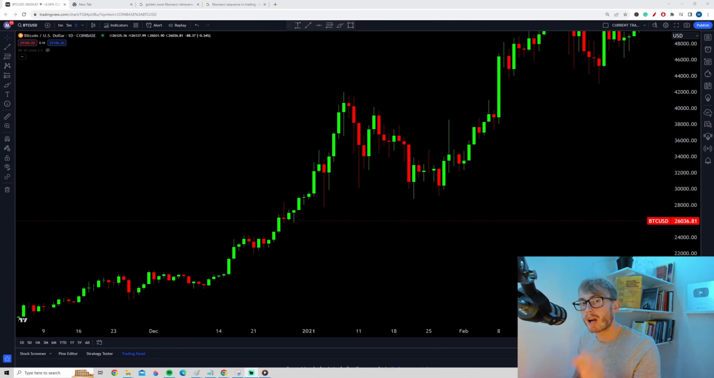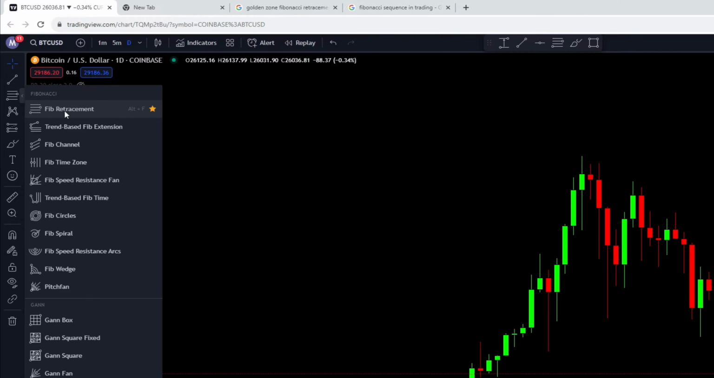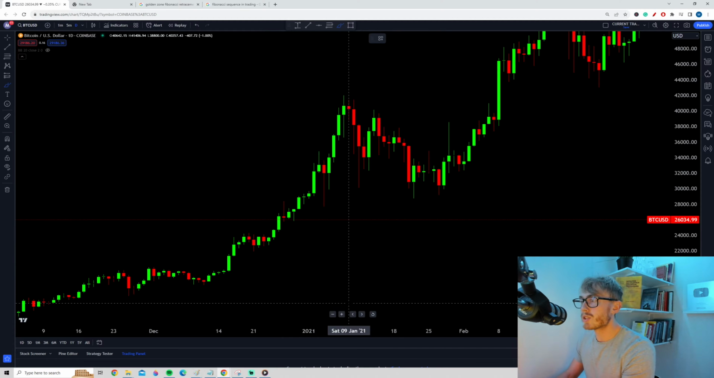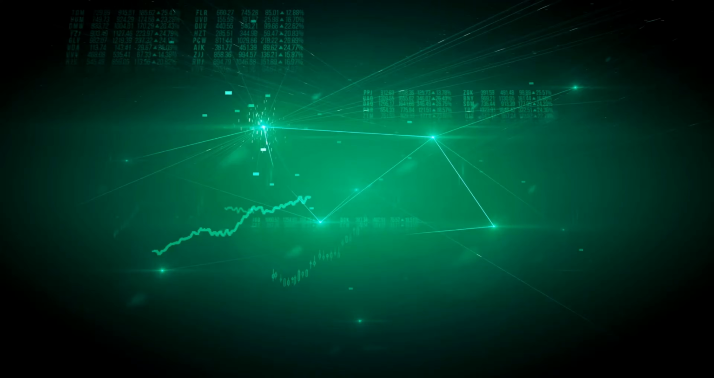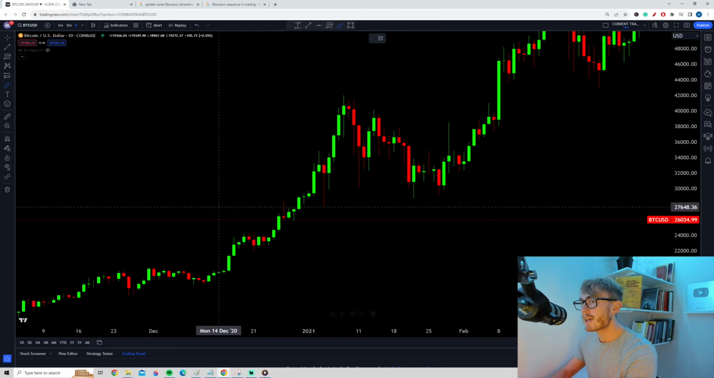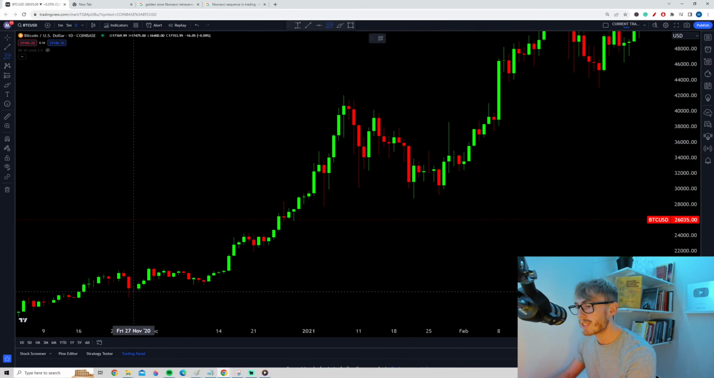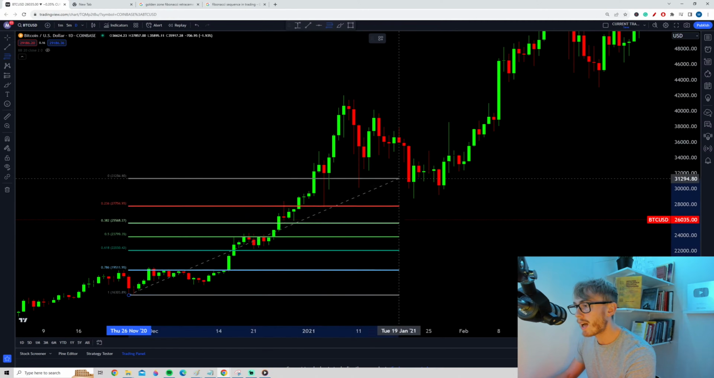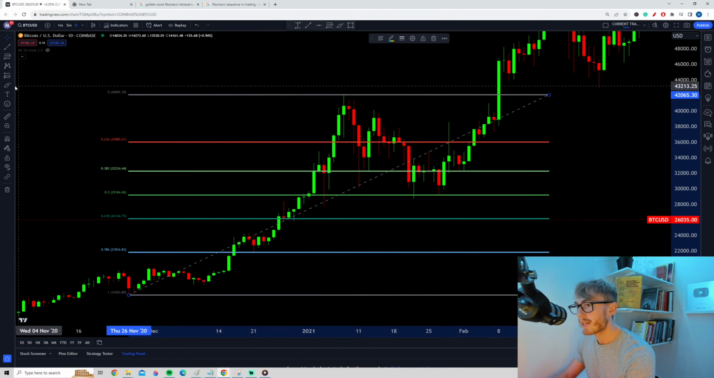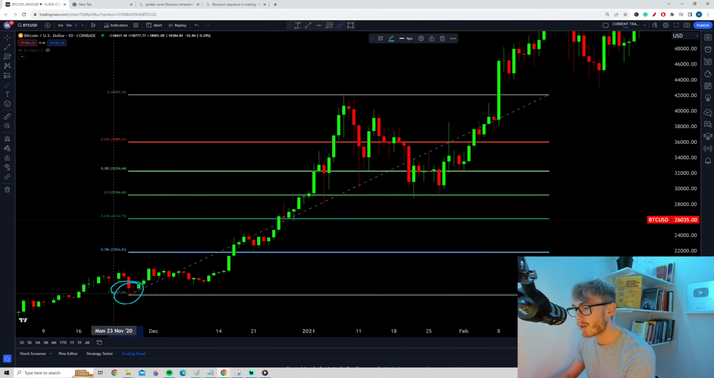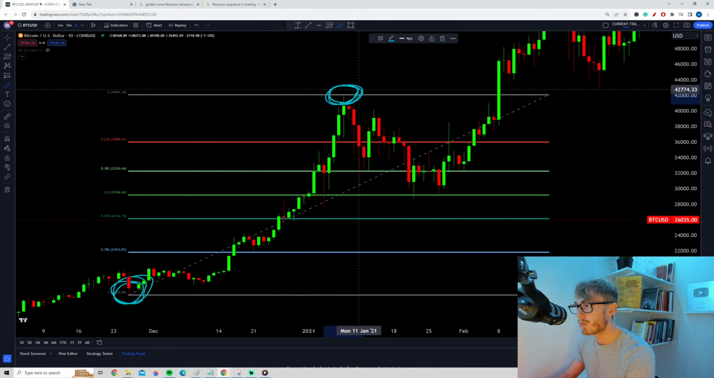But alright, so how do we use the Fibonacci retracement correctly? Well, let's once again go up here and open up our Fibonacci retracement. And how we use the tool differs a bit depending on if we are in an uptrend or if we are in a downtrend. If we are in an uptrend, what we need to identify is a swing low and a swing high. In this case, the swing low is down here and the swing high is the very top of the move.